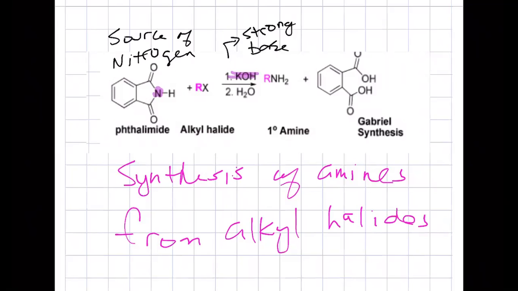So when you see phthalimide plus an alkyl halide, then you know that you're doing a Gabriel synthesis. One of the things that you shouldn't get caught up on is this diacid. That's the side product, not the major product. Gabriel synthesis is a way to make amines from alkyl halides. The diacid is a side product that we don't care about.